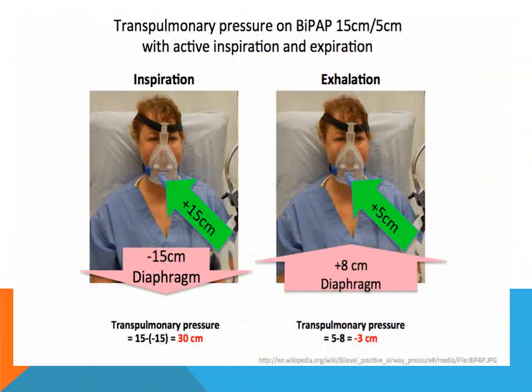And here you can see the transpulmonary pressure on BiPAP, which is commonly 15 cm by 5 cm for active inspiration and expiration. So for active inspiration, that is 15 plus 15, overall the transpulmonary pressure will be 30 cm. But in the case of exhalation, the transpulmonary pressure, whatever the patient is breathing, that is 5 minus whatever we are giving, 8. So it's minus 3.